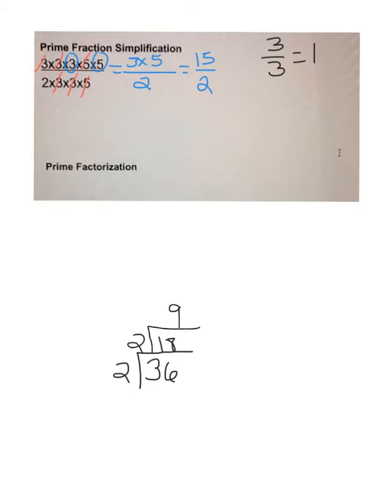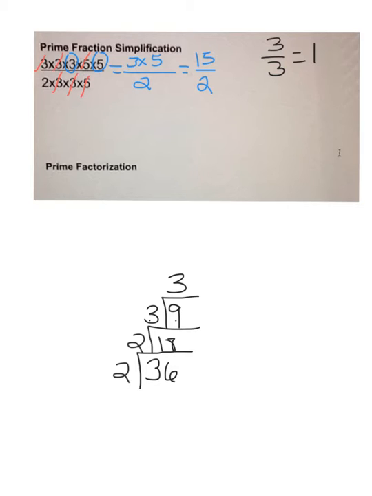Now I'm looking at 9. Is 9 a prime factor? No, because I know that the factor 3 goes into it. So I will divide 9 by 3. 9 divided by 3 is equal to 3. Now, 3 is a prime factor, so I know that I've completed all my steps. I am done with prime factorization when my top number is a prime number.